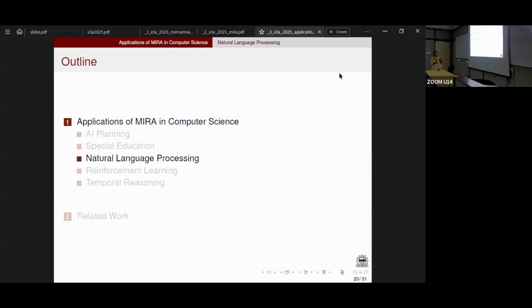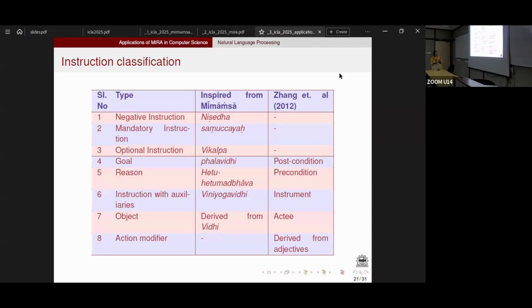So the third application that we did was with natural language processing, where we classified according to the type of injunctions, whether it is Nisheda, Samuchaya, Vikalpa, Palavidhi, or Ketu Hetumadbhava, which is what is inspired from Mīmāṁsā, and on the right side is what is given already, that the classification, and we could see what Mīmāṁsā gives is much more exhaustive than what is available. So that work is also published in one of our papers in World Sanskrit Conference.